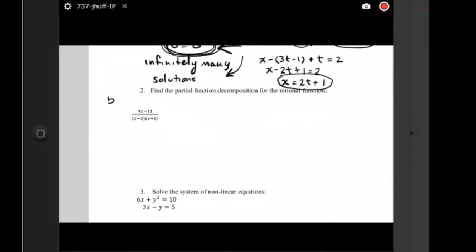Question 2 is from 5.3, where it was partial fraction decomposition. There were 2 types of questions we did in 5.3. One of them said find the form of the partial fraction. That's where you just have to leave it as A over something plus B over something. That's called the form of it. But this one actually says find the partial fraction decomposition. So we've got to solve for the values of A and B and go through the whole process.